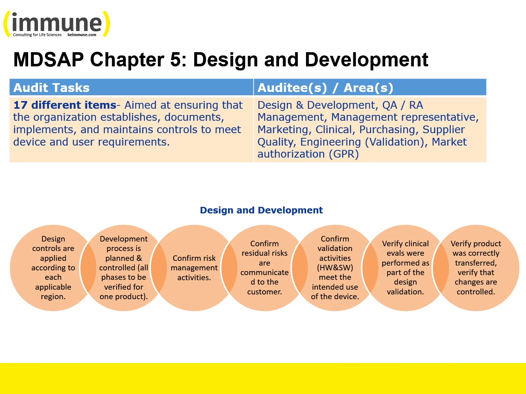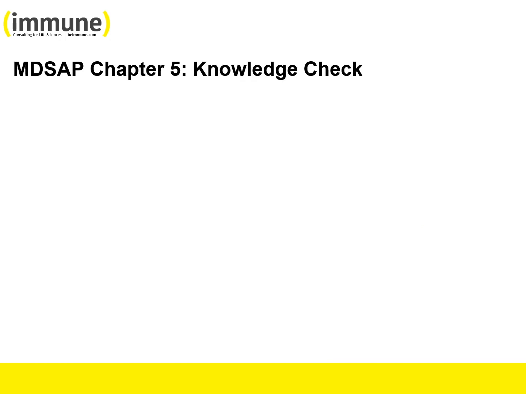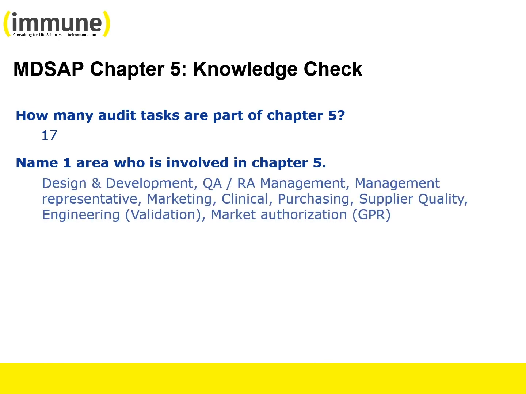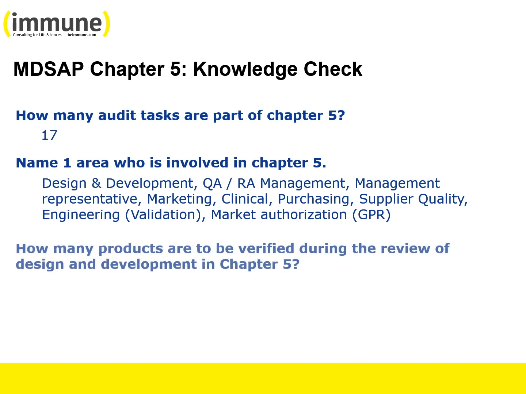It's time for the Chapter 5 knowledge check. How many audit tasks are part of Chapter 5? If you remembered 17, you are correct. Name one area who might be involved in Chapter 5. Many areas are involved, but the ultimate responsibility lies with the management representative. How many products are to be verified during the review of design and development in Chapter 5? Typically, one product is selected for this review, and information from the previous chapters is used to determine what the risk of the devices the company makes are in relation to the products provided to the market.